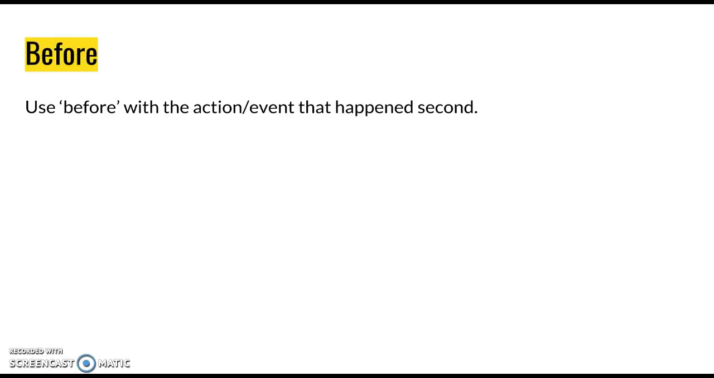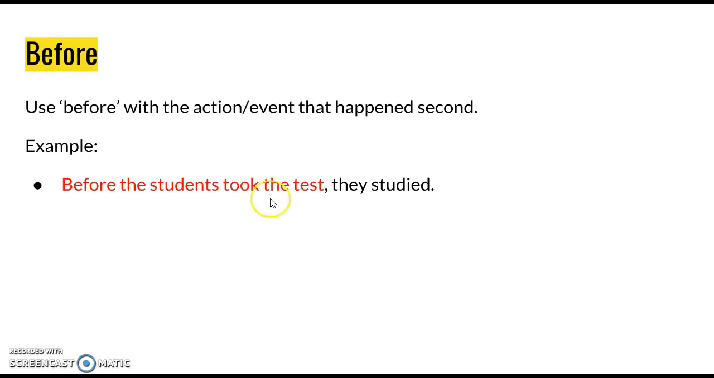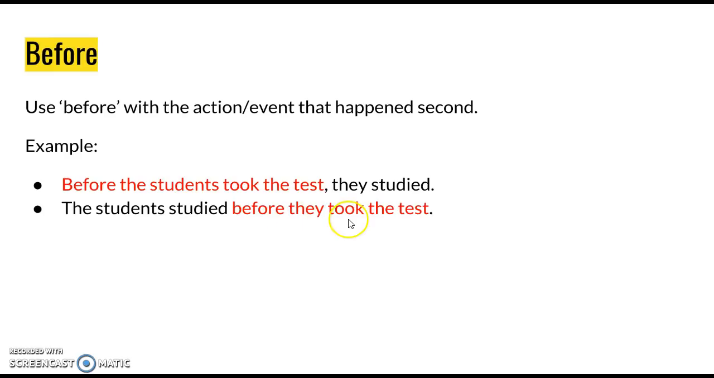We use before with the action or event that happened second. So before is used a little bit differently from after and when. For example, before the students took the test, they studied. The first action in this sentence is the students studied. The second action is they took the test. We can also write it like this: the students studied before they took the test.